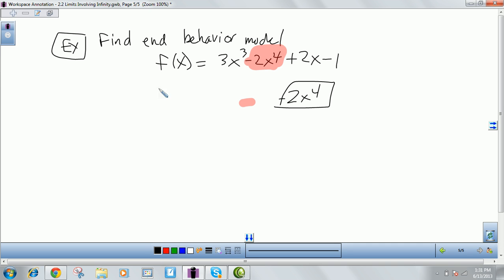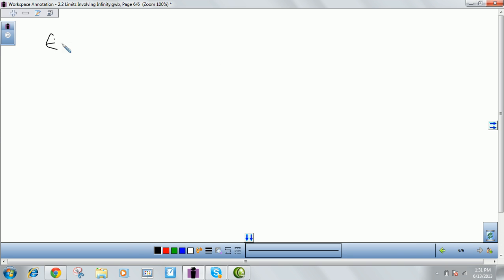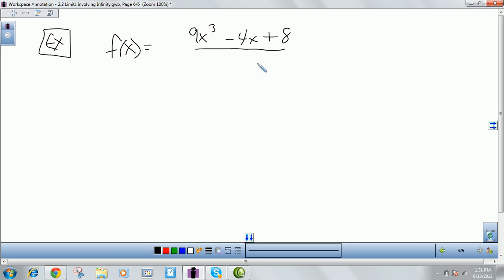Another example, a little bit different. Again, find the end behavior model. Here's your function. Now you have a rational function, with f of x over g of x. So 9x to the third over 3x plus 9, just making this up.